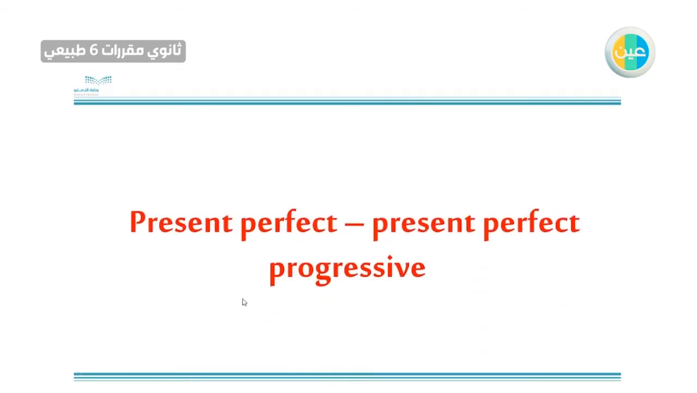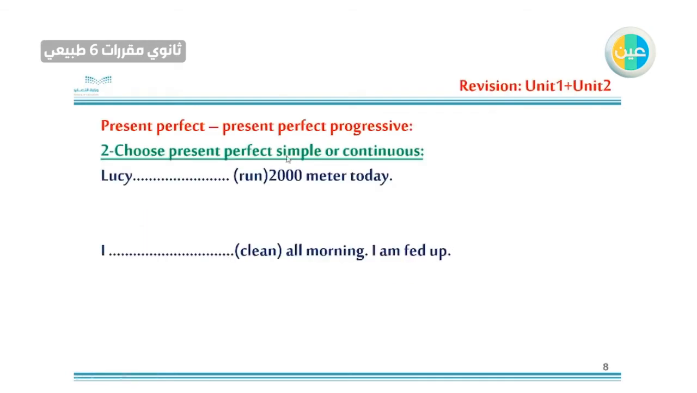Okay, I hope you get it. Now let's move to another grammar rule, which is the present perfect and present perfect progressive. As we know, perfect tenses are used to express actions that happened in the past, but there is no specific time for them. What's the difference between the present perfect and present perfect progressive? Present perfect always expresses the result of the action, while present perfect progressive expresses the duration of this action.